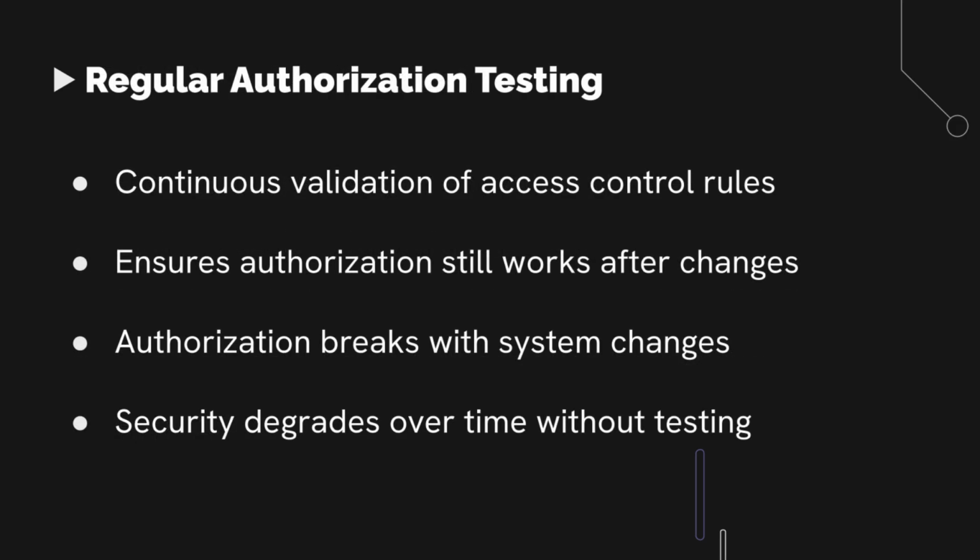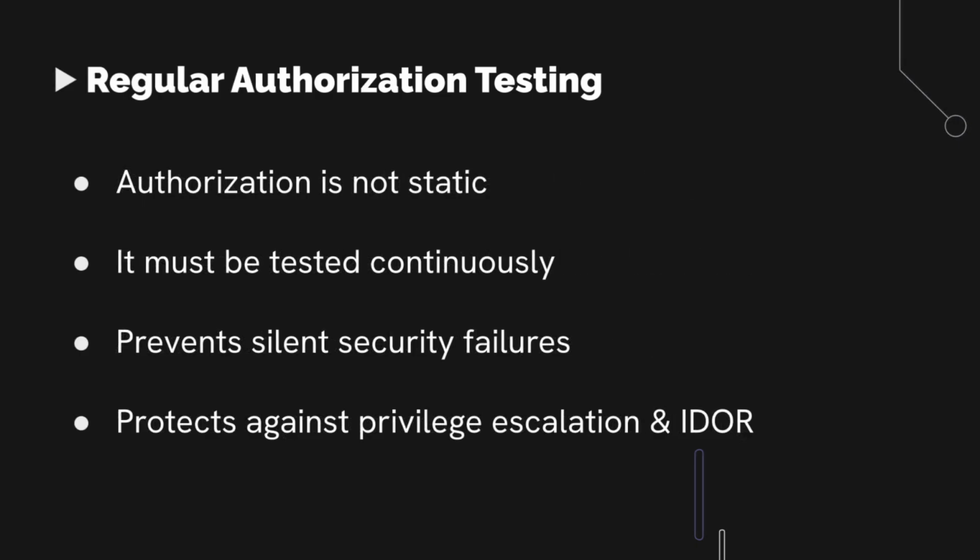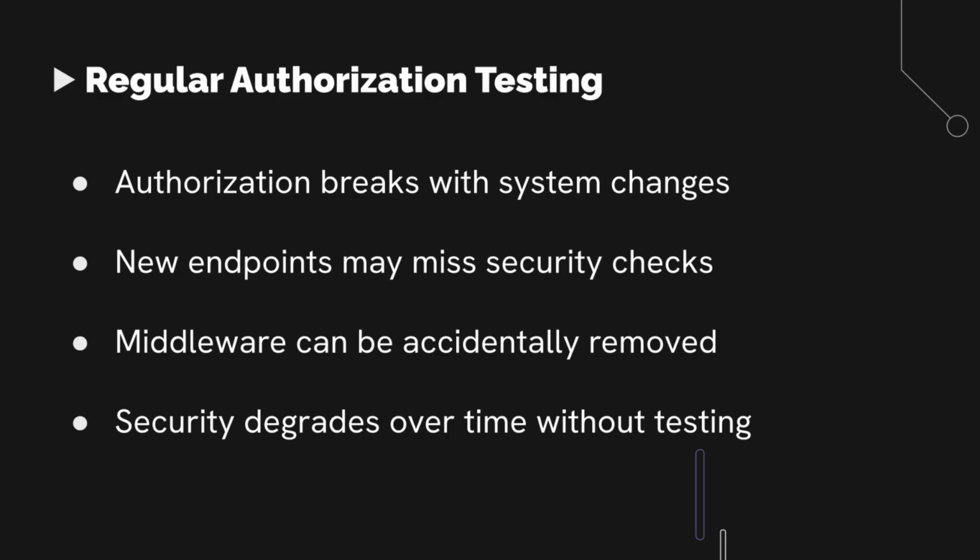In a secure application design, adding authorization once is not enough. Even if your ABAC system, permission checks, and ownership rules are correctly implemented, security can still break over time. That's where regular authorization testing becomes critical. Regular authorization testing means continuously verifying that access control rules still work correctly after every change in the system. Because in real-world applications, most authorization bugs do not happen during initial development. They happen later when new features are added, endpoints are modified, or middleware is accidentally skipped. Regular testing helps prevent this kind of security regression.